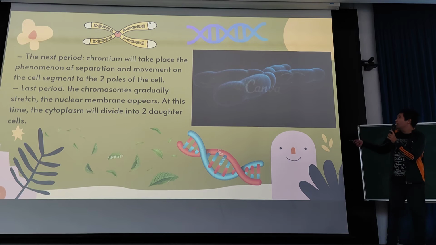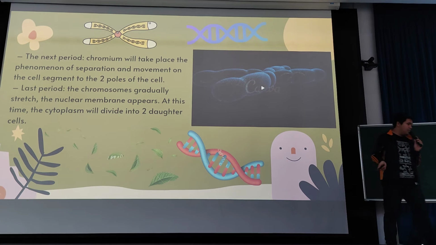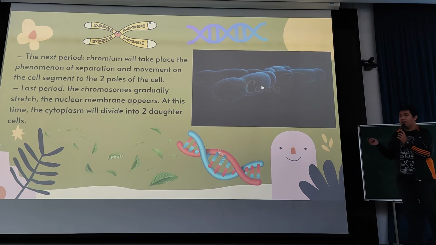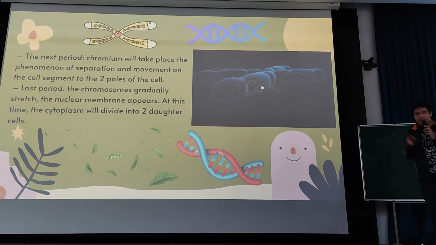So the next period, the chromatids will take place in the phenomenon of separation and movement of the cell's fibers to the two poles of the cell. And the last one, I think, is very important. In the last period, the chromosomes gradually uncoil and the nuclear membrane appears. So at this time, the cytoplasm will divide into two cells, like you can see in this picture.